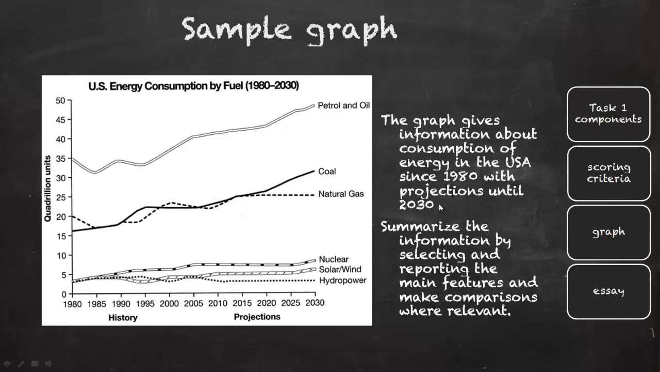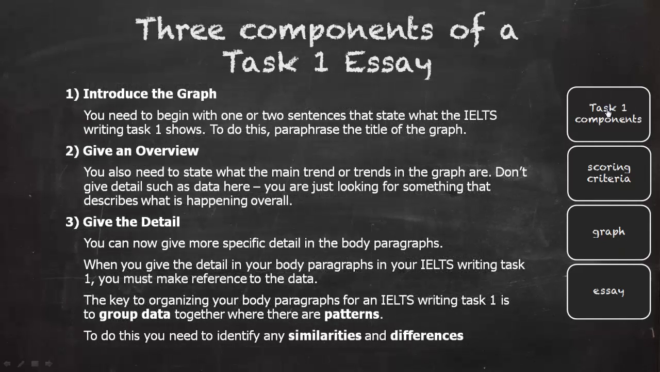Okay, so how do we approach this kind of essay task? Well, every task 1 essay follows the same structure. There are individual differences, but basically they all have the same structure. So if we go on task 1 components, you will see every task 1 essay basically has 3 components. And I'll show you how these 3 components relate to the scoring criteria in a moment. Let's have a look at this.